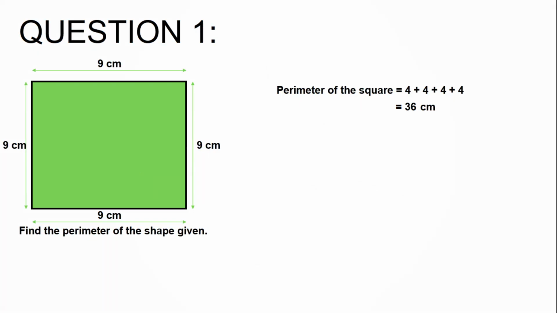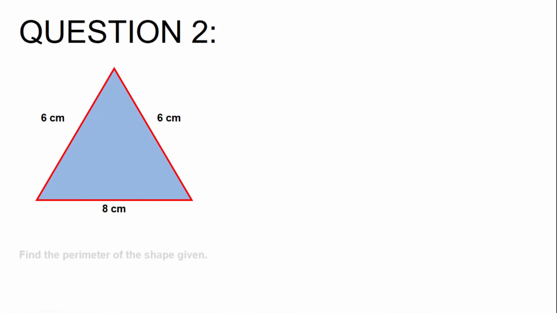What about another question? Let us look at this one. Okay, so this question says that I need to find the perimeter of the shape which is shown here. Now we can see that the red line, we need to calculate its total length. Now to do this, they've already mentioned the length of each side. So the first side is 6 centimeters, the second side is 6 centimeters and the last one is 8 centimeters.